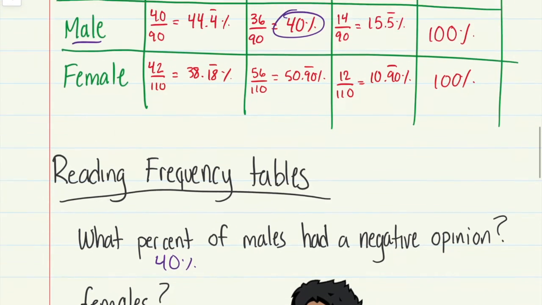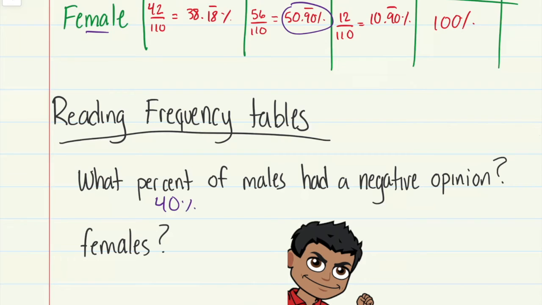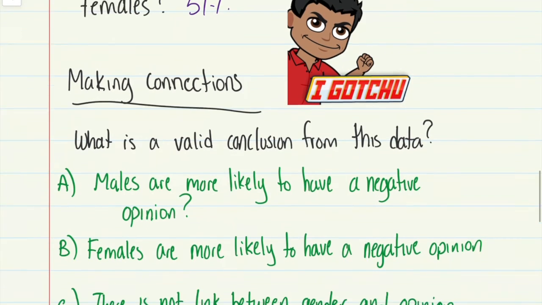How many were negative for females? Go to females, go to negative. That will be 50.90. If it's multiple choice, hey, you might see 51%. Again, it's going to be really close, really obvious. And making some connections here.